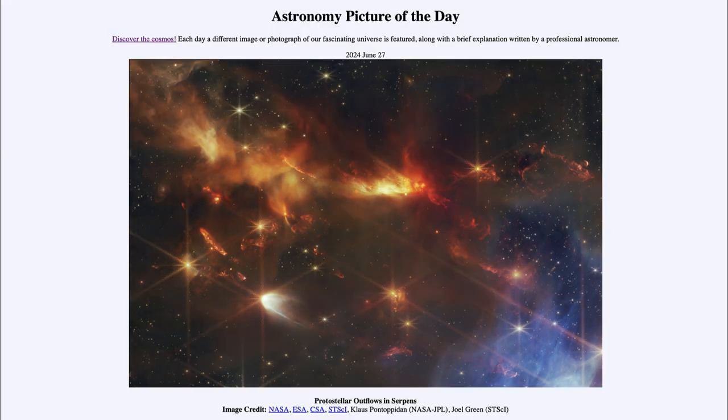So that was our picture of the day for June 27th of 2024. It was titled Protostellar Outflows in Serpens.